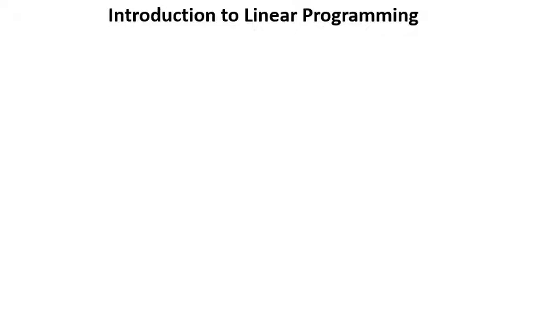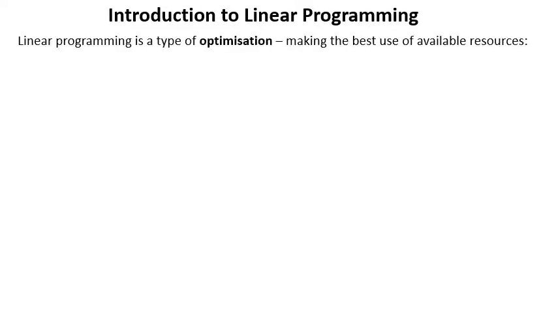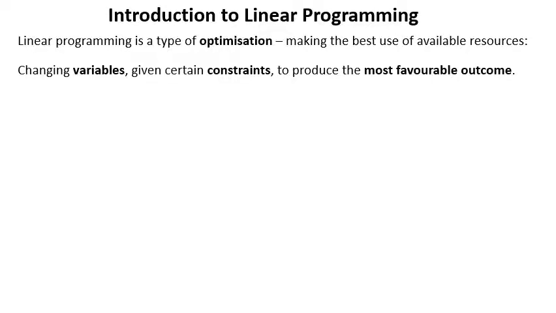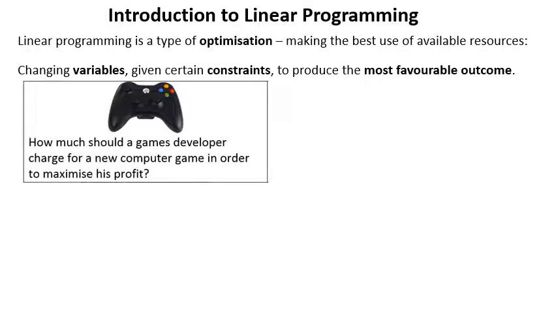Now we're going to talk a little bit about the context of the questions that you'll be dealing with. Linear programming is essentially an optimization process. We're trying to make the best use of the available resources. There will be certain constraints, and your job is to work within the constraints to produce the best possible result. So typical examples of optimization that happen in industries all the time. How much should a games developer charge for a new computer game in order to maximize profit?